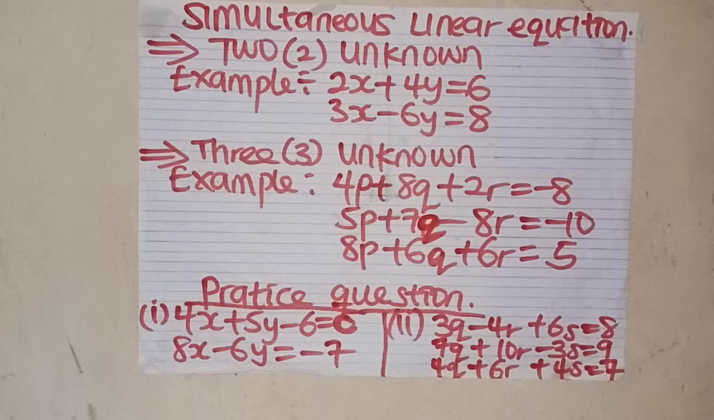If you are looking for three unknowns, like the example here, 4p plus 8q plus 2r, that is three unknowns. What are the unknowns? P, Q, R. So if you are given three unknowns, you will definitely be given three equations. Now let me ask you, if you are given four unknowns, like P, Q, R, S, how many equations will you be given? Sure, you will be given four equations.